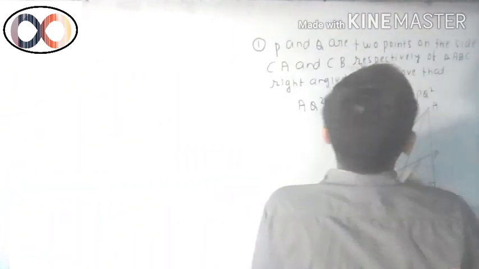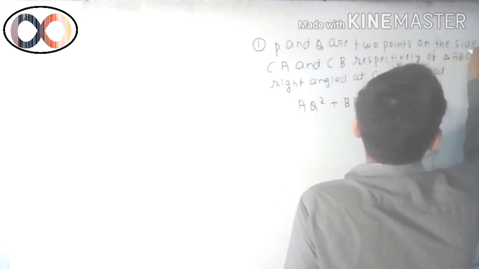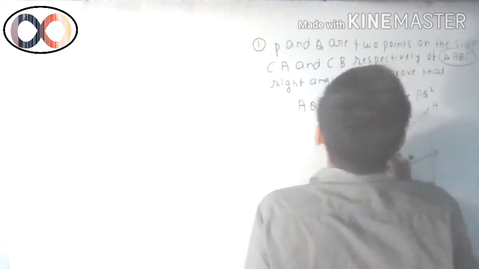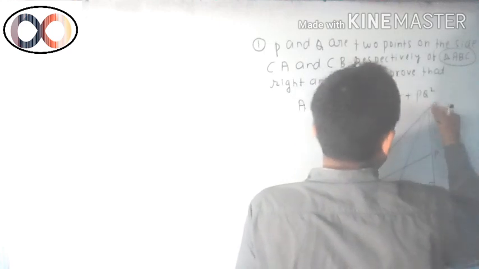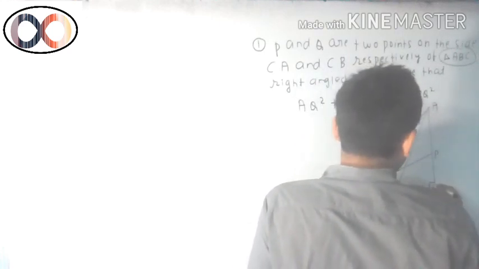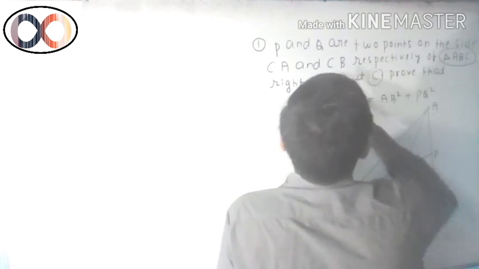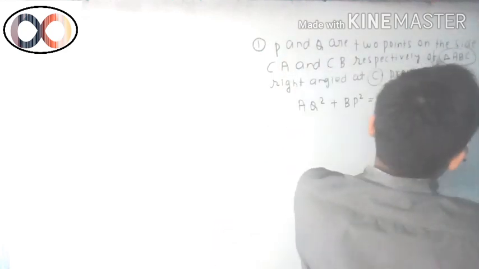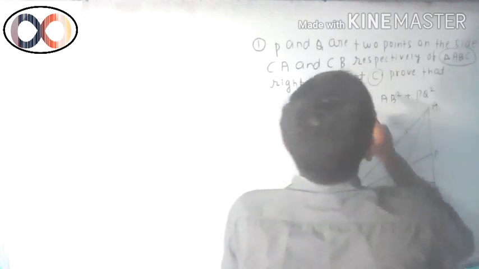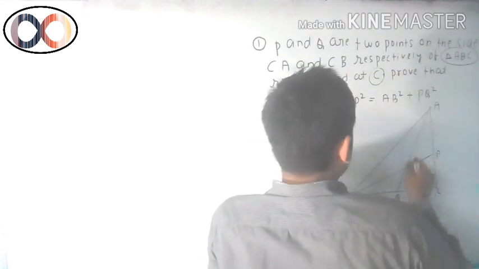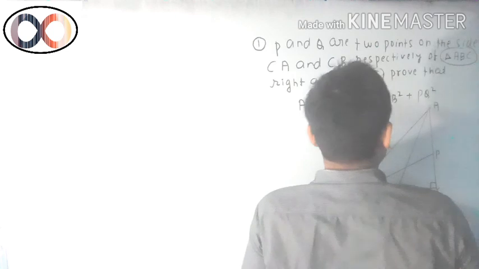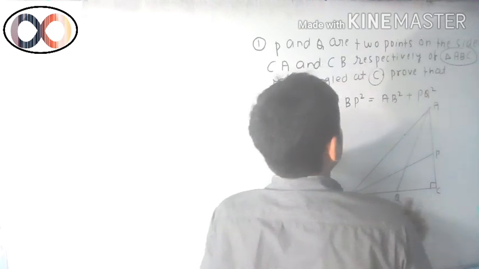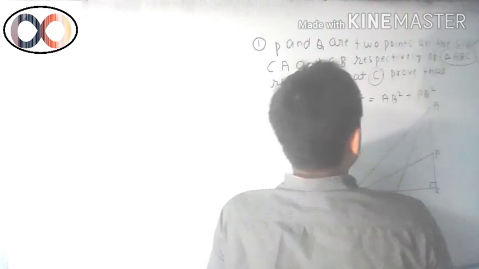First of all, the question: triangle ABC is the right angle triangle, with the right angle at C. You can see this is the triangle and here is the 90 degree at C. P and Q are 2 points: P is on side CA, and Q is the point on BC.